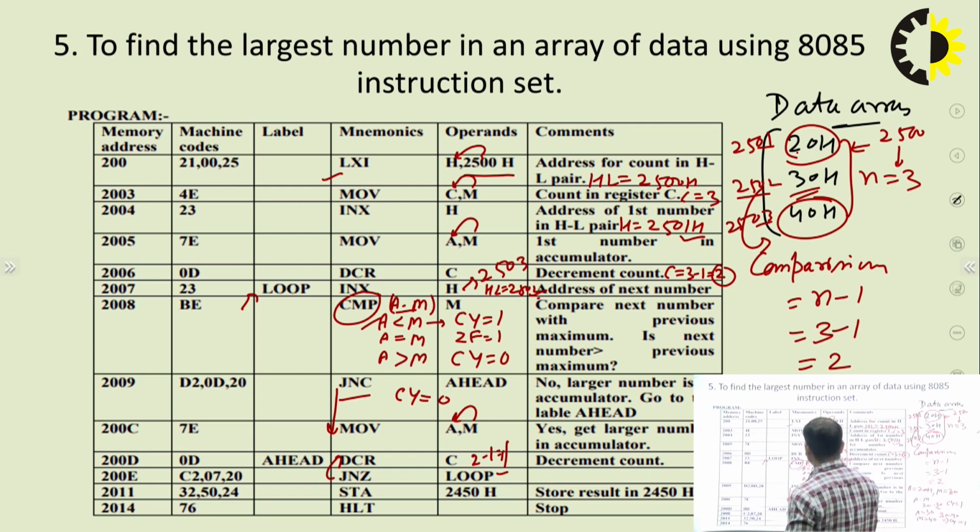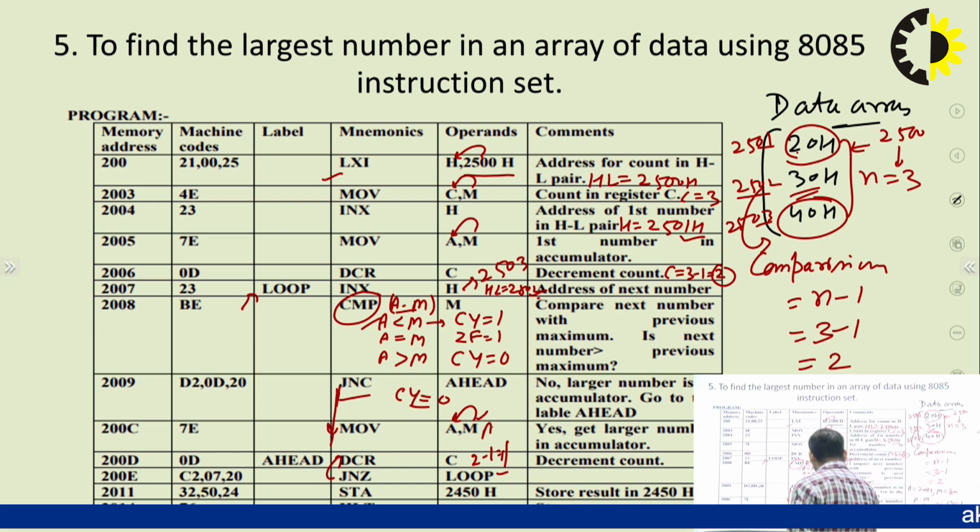When the carry flag is 1, then JNC, jump if not carry, is the false condition. When it is the false condition, it will again come out of this loop. Then the content of M will be stored into the accumulator. What is the content of M? That is 40. So this 40 will be stored into the accumulator. Right now the content of the accumulator is 40.